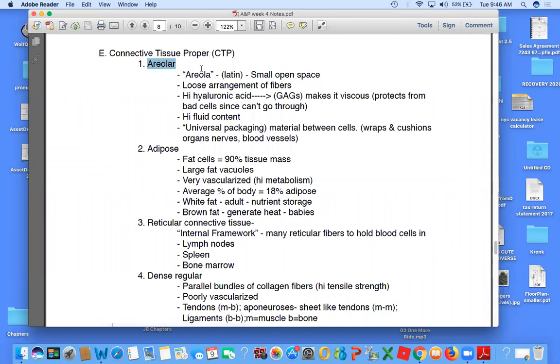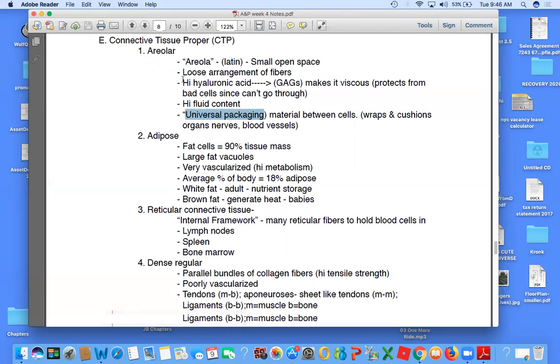So areolar connective tissue. You should highlight universal packaging material. Wraps and cushions the different organs, all right? That's its main function. Basically, you have a lot of GAGs. It's very viscous. Viscous means thick, so you can't let bad cells go through. So areolar connective tissue, what am I getting at? It is the universal packaging material. It packages your tissues, your organs, your blood vessels in your body.